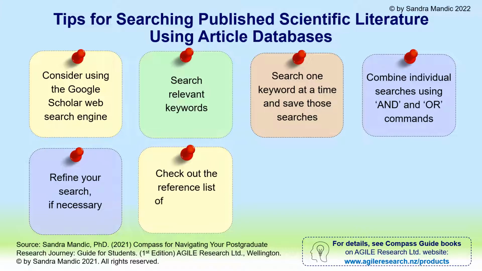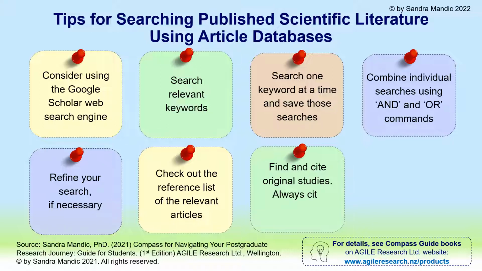Check out the reference list of the articles relevant to your research topic. Finding recently published literature reviews related to your topic may also be a good starting point to identify relevant references. Find and cite original studies. Always cite the resources used to avoid plagiarism.